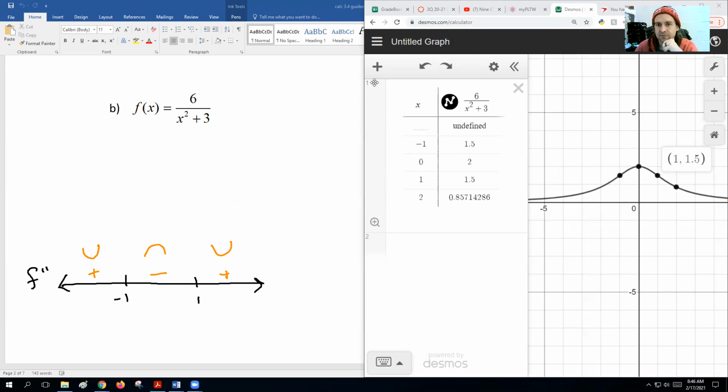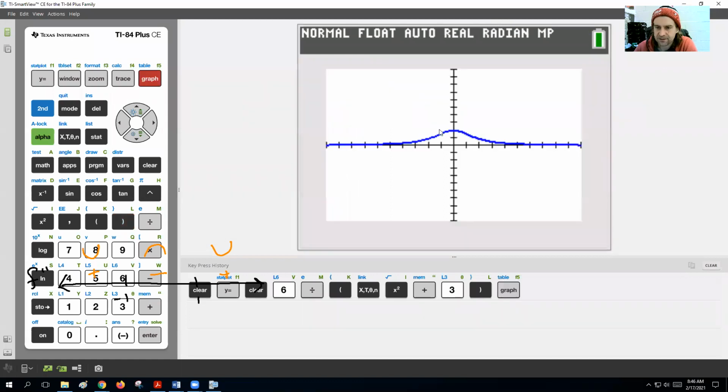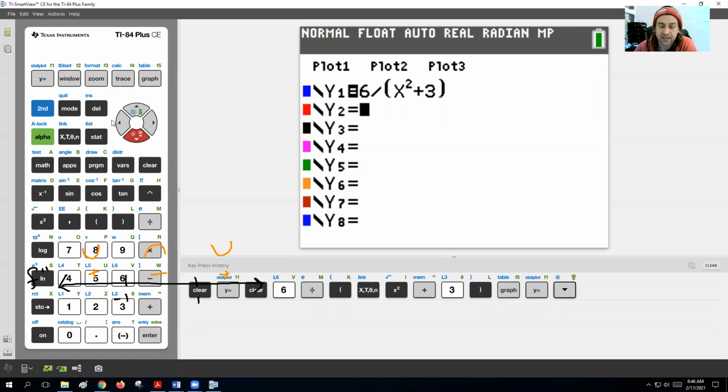All right, let me pause the video until it pops up. Okay, so we got our graph here. We can go ahead, click graph, and it looks the same on Desmos. Now, what the Texas Instruments calculator can do is graph the first and second derivative.